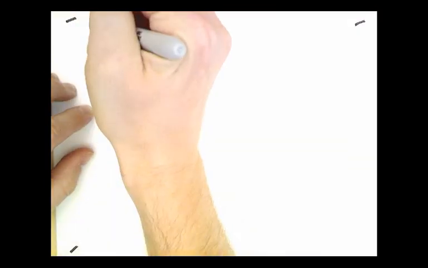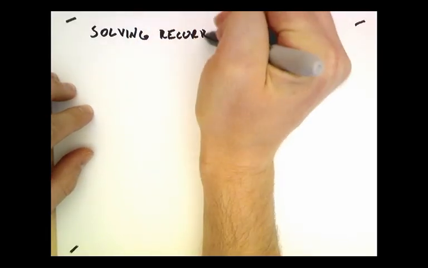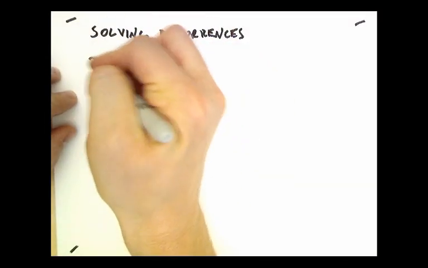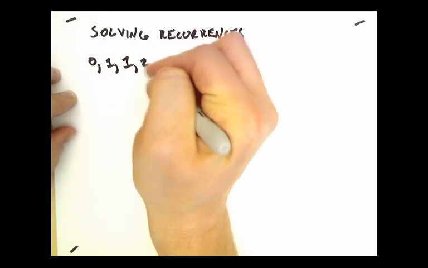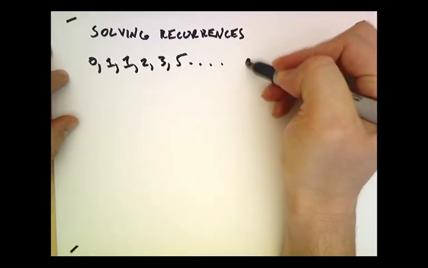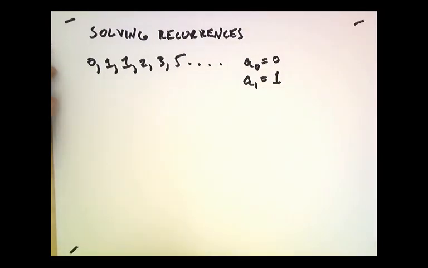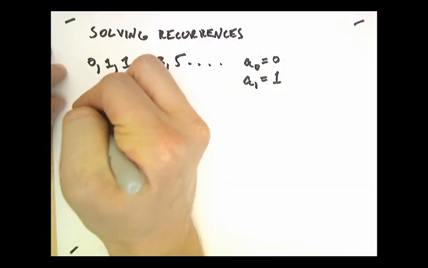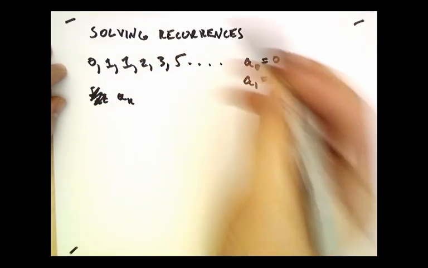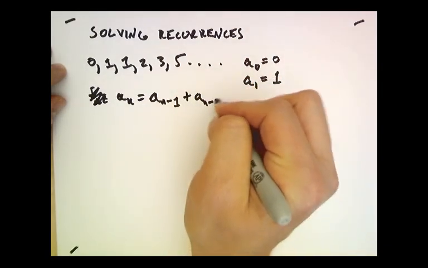So today I wanted to talk about solving recurrences. And again, let's look back at the Fibonacci sequence. So 0, 1, 1, 2, 3, 5, and so on and so forth. So the first term here, let's call it A0 equals 0, and the second term, A1 equals 1. Now we already know that the nth term of the Fibonacci sequence, Fn, well I guess we're using A, so let's say An equals A of n minus 1 plus A sub n minus 2.